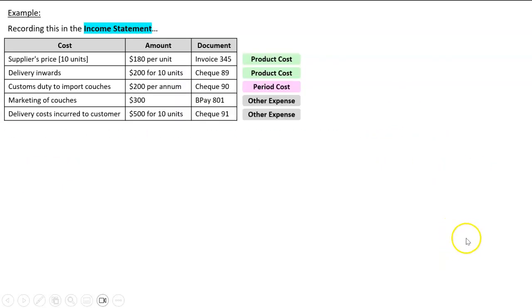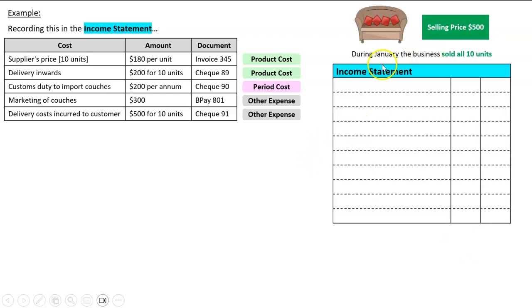What else should we do? Well, let's say we did an income statement for this. What would it look like? So first of all, let's say during January, we sold all the 10, so we bought 10 couches, and now we sold them all, and each one has a selling price of 500. So we're not really up to income statements yet until the next chapter. We just need to know the basics.